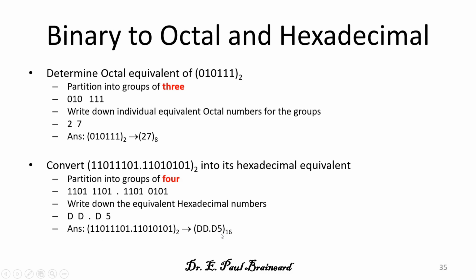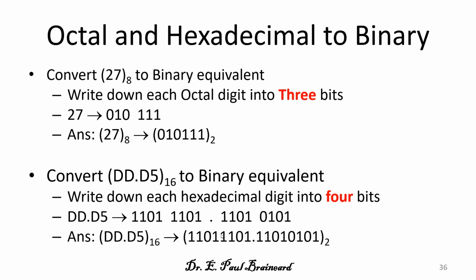In the previous slide, we converted from binary to octal and hexadecimal number systems. Now let's convert octal and hexadecimal numbers to binary. To convert 27 octal to binary, write down each octal digit in 3 bits. 2 is written as 010, 7 is written as 111, and combine them together. Therefore, the octal number 27 is equal to 010111.